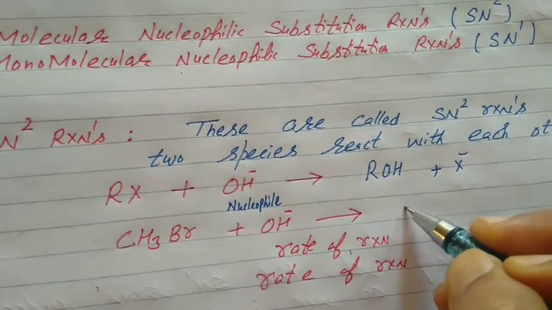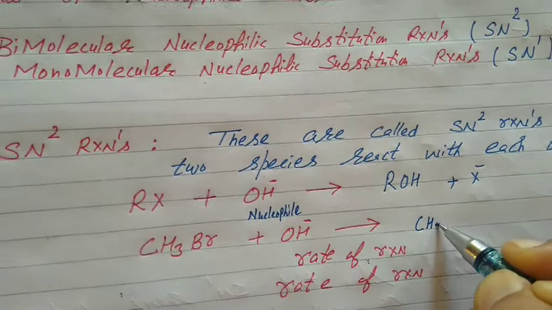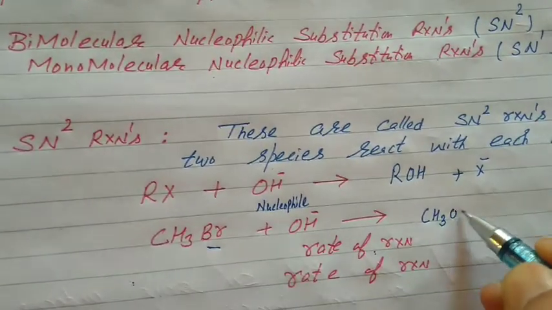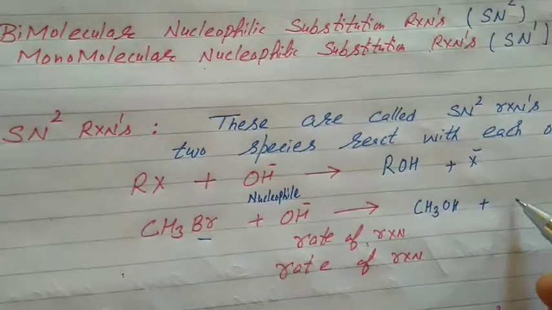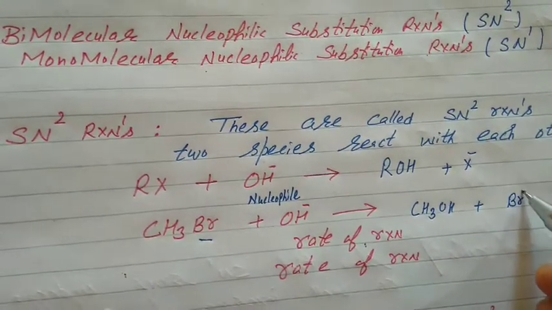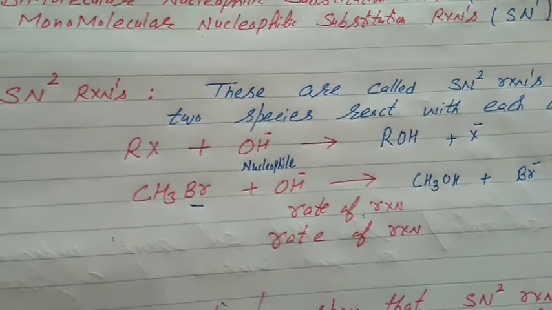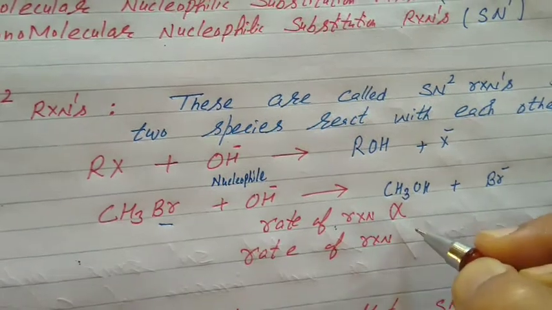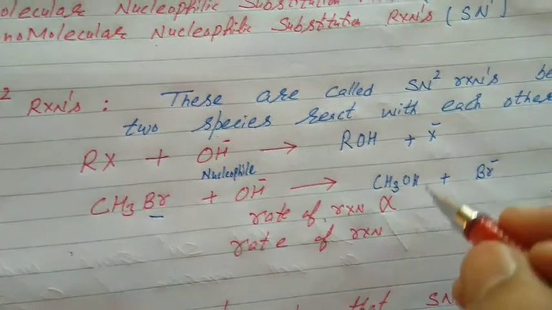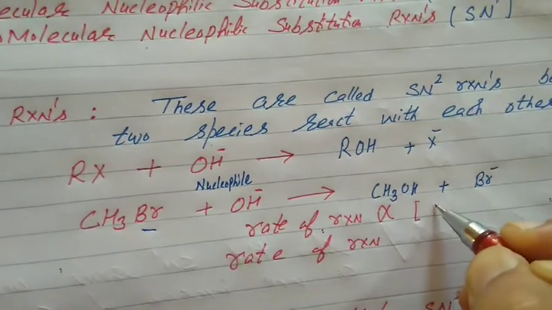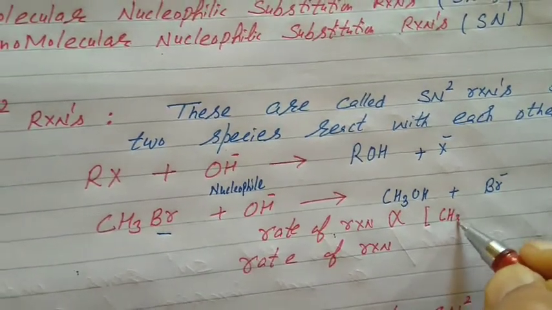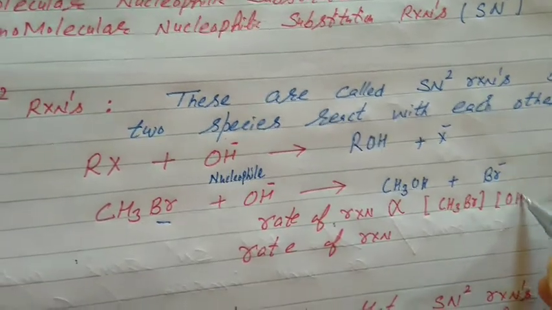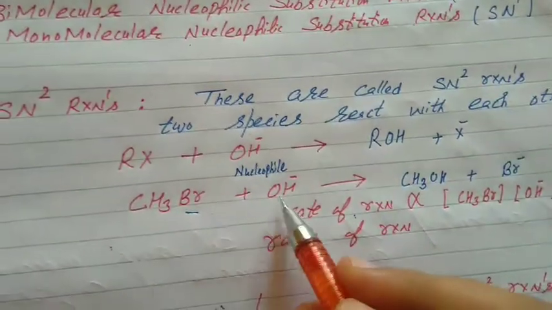Nucleophilic substitution proceeds. The halide ion is replaced by the nucleophile, that is alcohol plus Br negative. Now it's clear, students, the rate of reaction is proportional to the concentration of reactants. What are the reactants? That is haloalkane plus nucleophile, CH3Br, and the second one is nucleophile, that is OH negative.